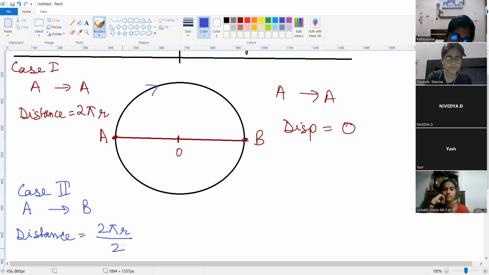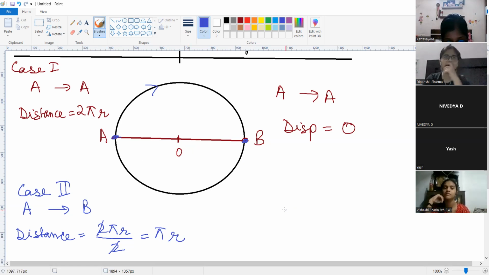2 pi r divided by 2 because it is only going halfway. A से start होके B तक ही तो आ रहा है, halfway तो जा रहा है. Yes, it is only going halfway, no? So 2 pi r divided by 2. So 2 and 2 will get cancelled. It is pi r only.